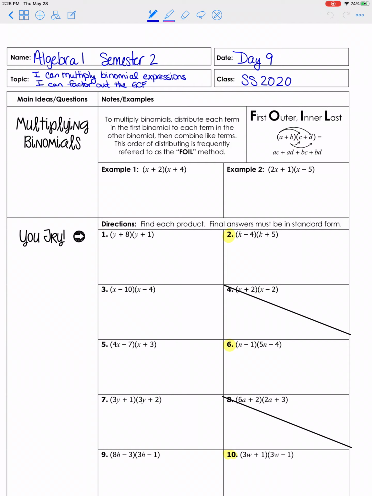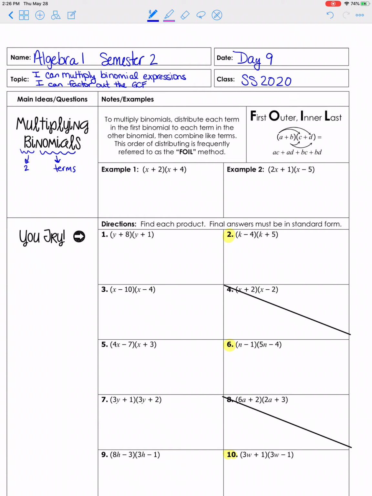Our learning target is to be able to multiply binomial expressions and to be able to factor out the greatest common factor. So we're going to start on that first learning target where we are multiplying binomials together. By the way, a binomial, that part of the word bi means two, nomials means terms. So a binomial is an expression with two terms being added together. So when we're multiplying binomials, we're going to have two binomials.